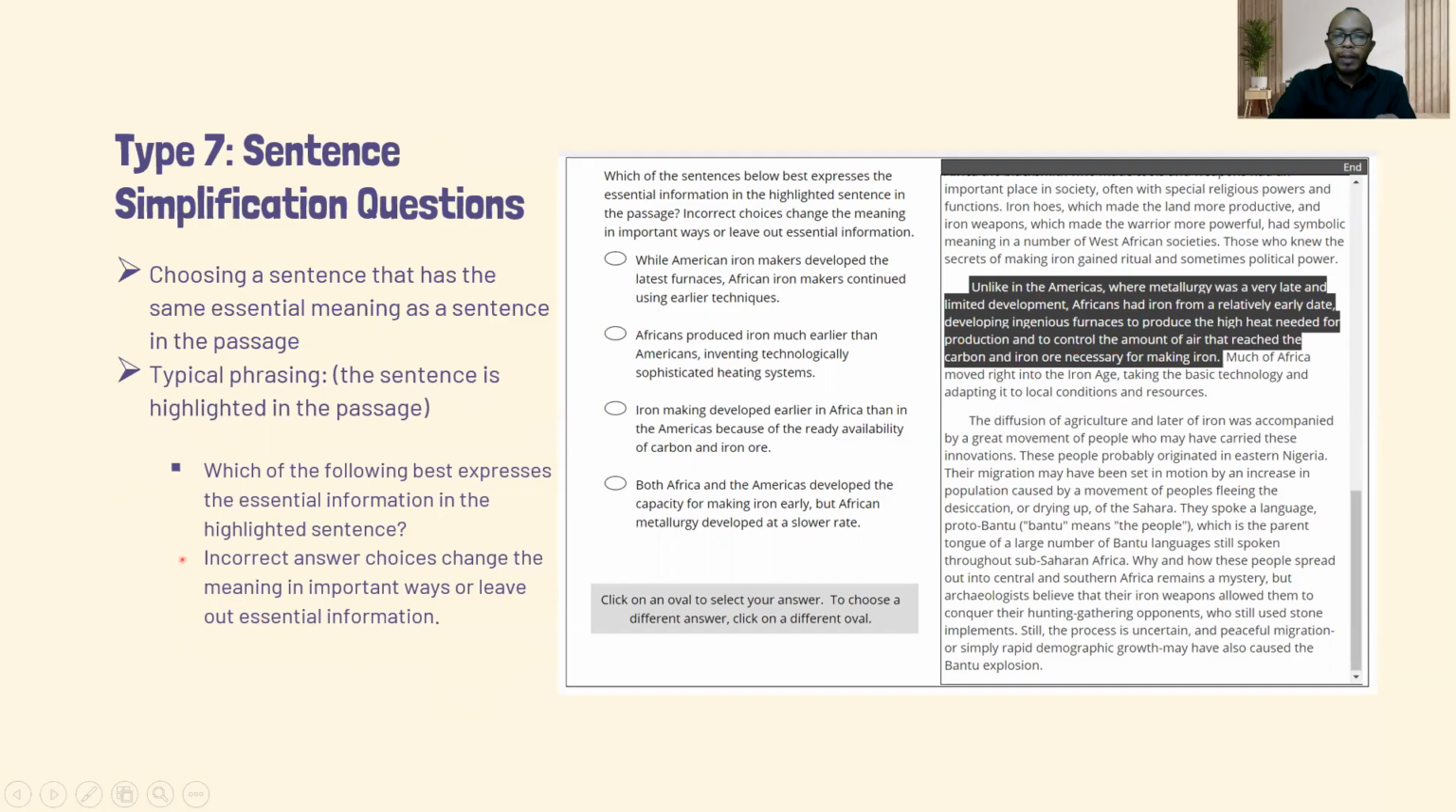Okay, now the question even provides you with a clue. So you shouldn't choose a choice or an answer that can change the meaning in important ways from the highlighted sentence, or omit, or leave out, or not mention essential information from the part.